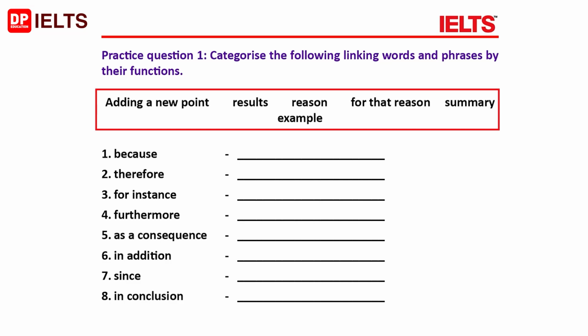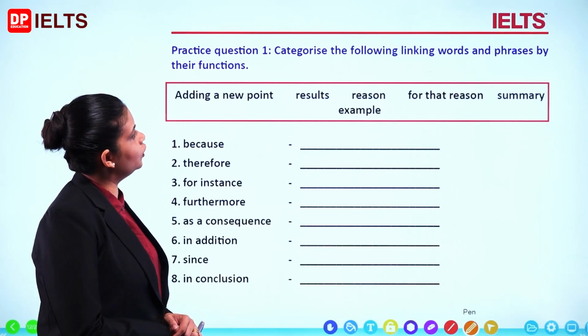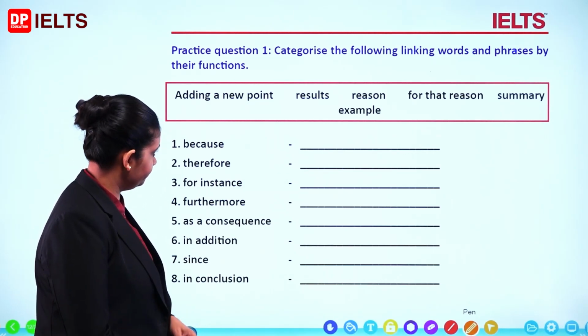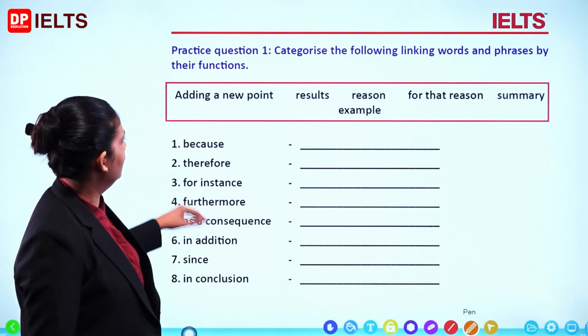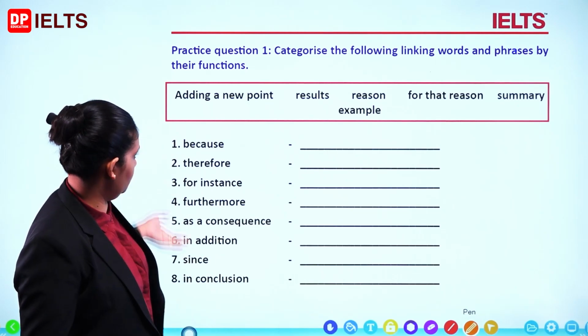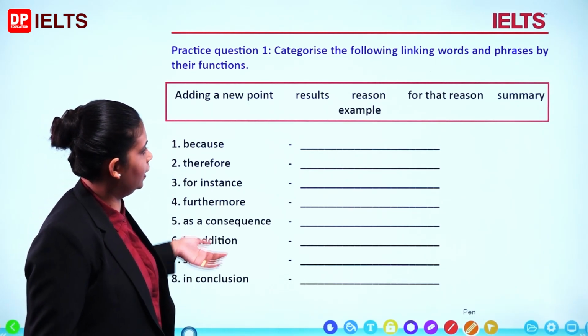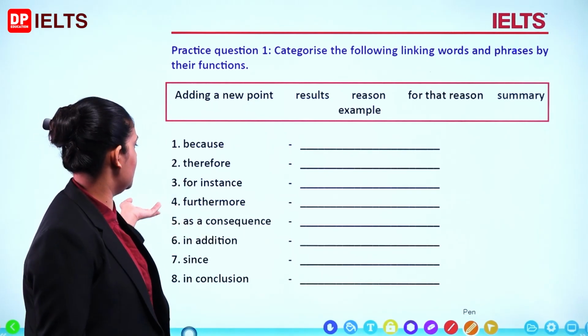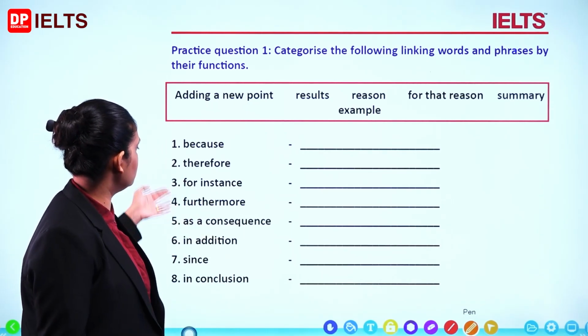Okay, so practice question 1. Categorize the following linking words and phrases by their function. So example, adding a new point. Which one would you use for adding a new point? Okay, results, reason, for that reason, summary, example, right? Which ones would you use?